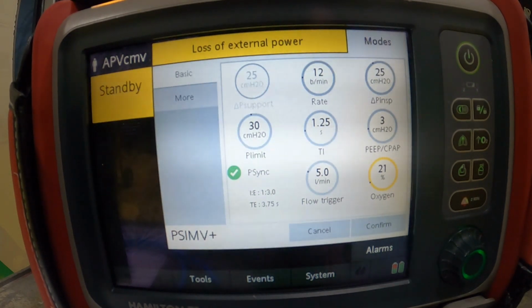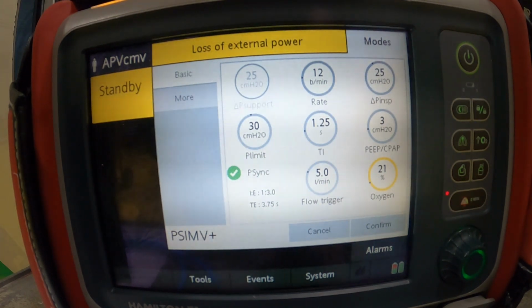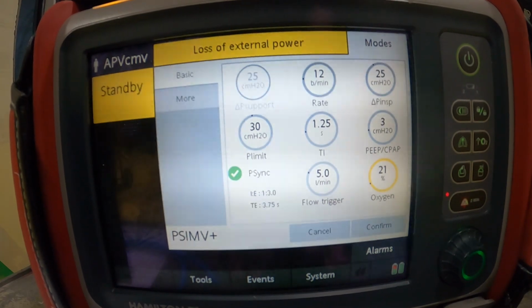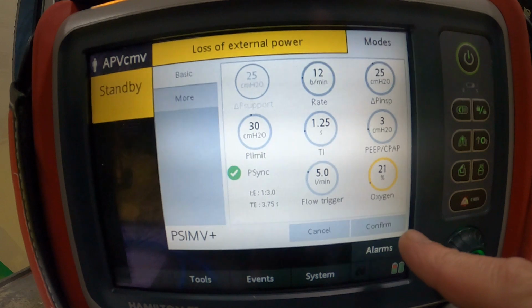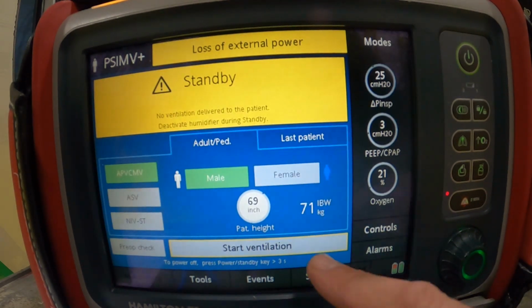So this is a pretty good strategy right here. IE ratio 1:3. So that's inhalation to exhalation. We're at a slow rate. We're at about 12 a minute. Inspiratory time's good, 1.25 seconds. Let's just go ahead and start here and see what it does.